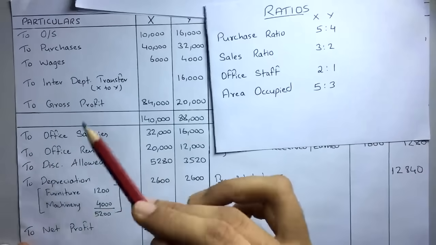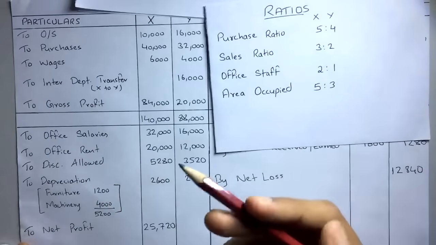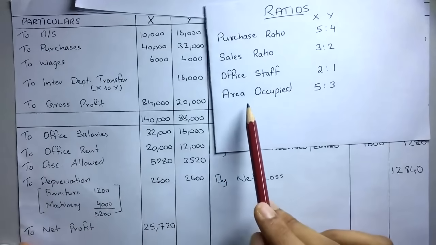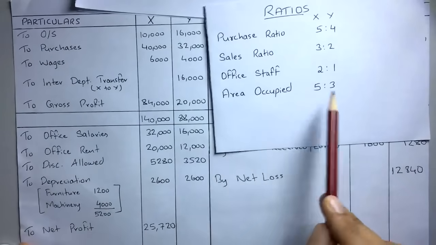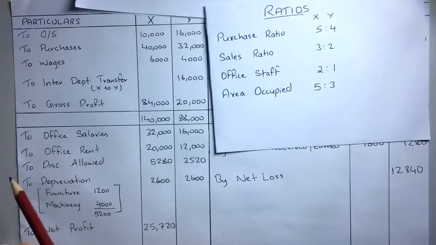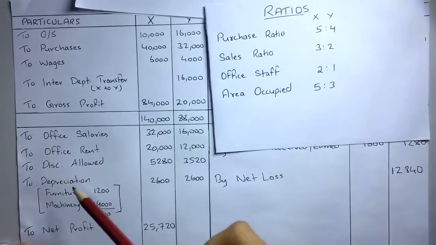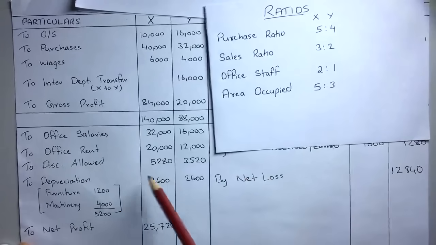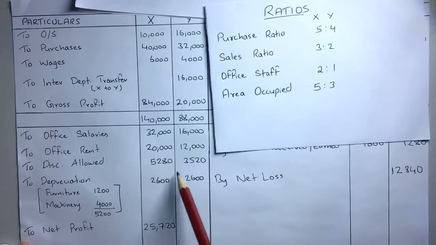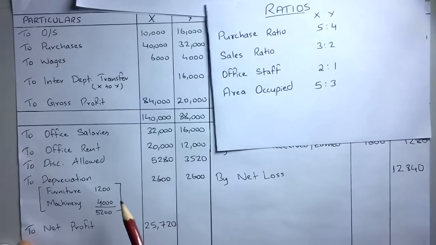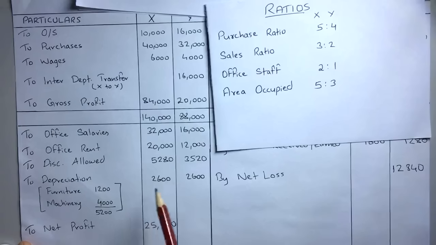Now rent is paid on the space occupied. How much space you occupy, that much rent you have to pay, right? So the office rent is directly connected with the area occupied, so on that ratio we distributed the office rent. And then discount allowed. Now the discount is allowed on sales, right? So the discount allowed is directly connected with sales, so it was based on the sales ratio. Okay, we distributed it with the help of sales ratio. And then the depreciation was there given in the question, but this question was silent about depreciation. No ratio, nothing was given, so we had to divide them equally.